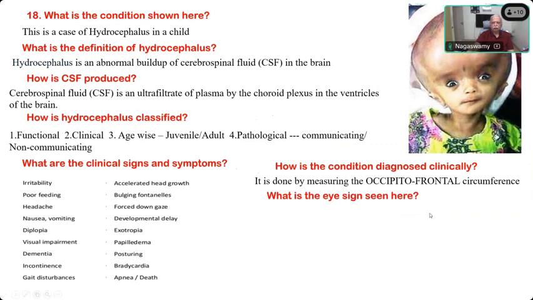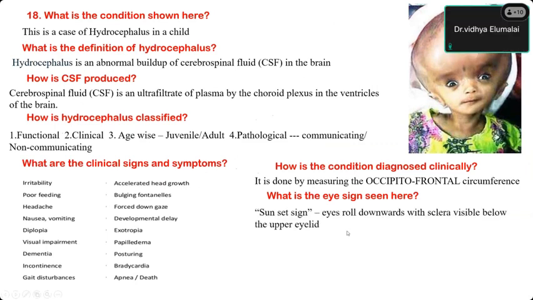What is this eye sign here called? The sunset sign. With the eyes rolled downwards, the sclera is visible below the upper eyelid. See the white sclera below the upper eyelid. Normally it is covered by the upper eyelid.